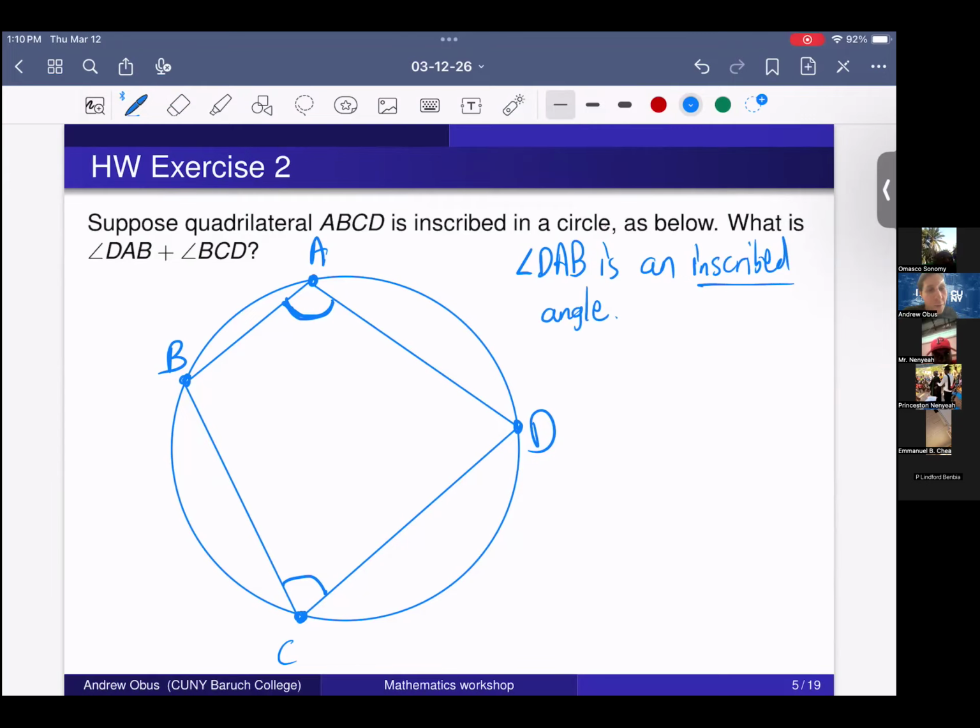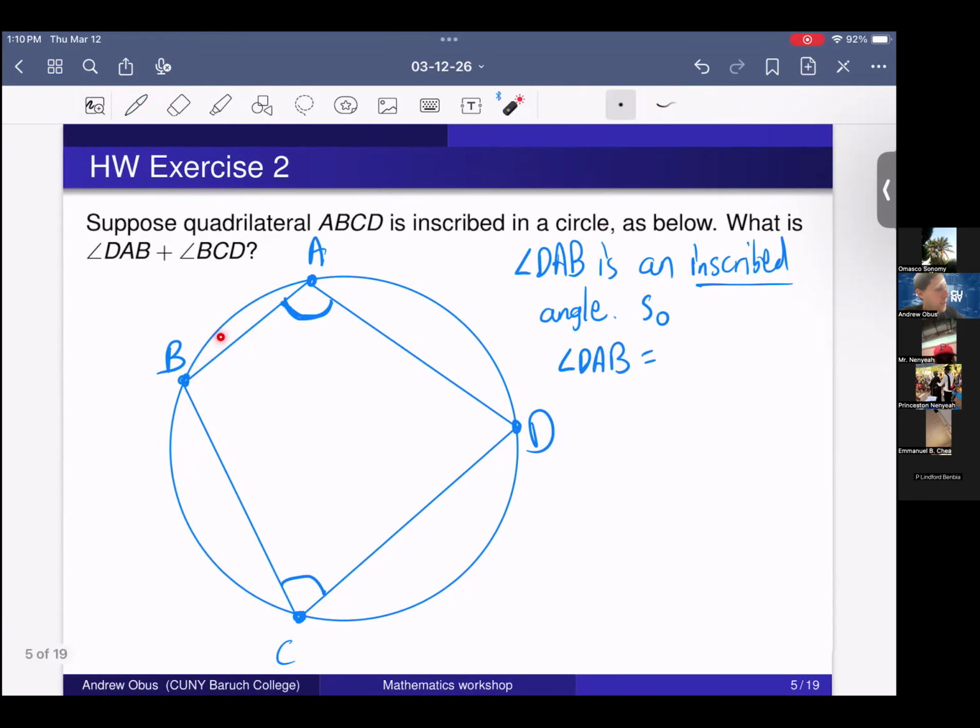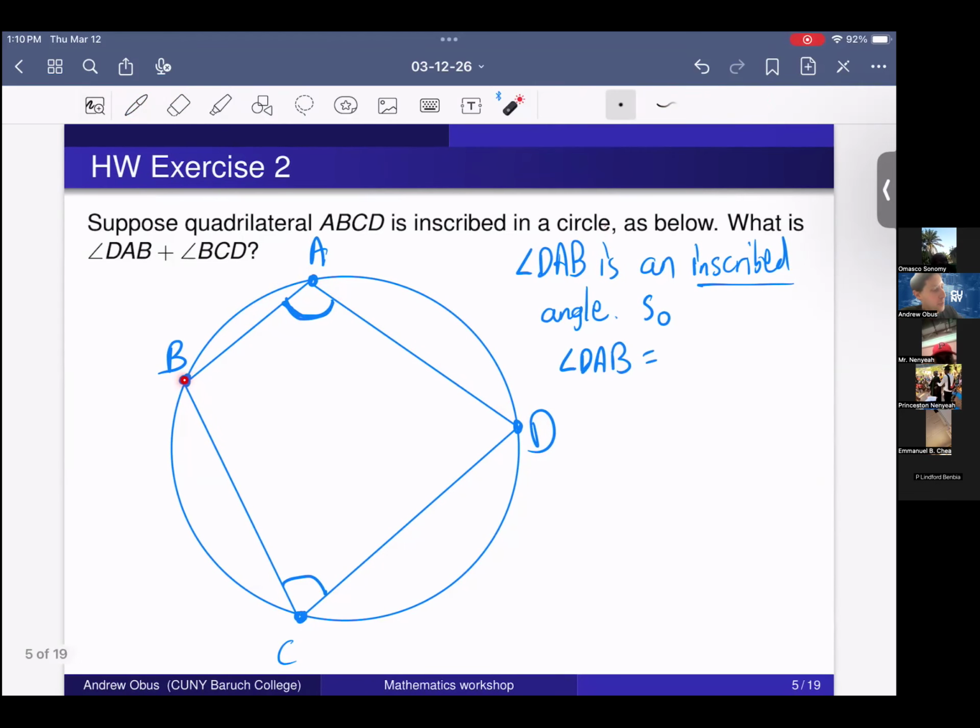Right, it's an inscribed angle. Great. So what does that mean its measure is? So angle DAB is equal to, well, it's an inscribed angle, right? So it should be half the measure of the arc, right?